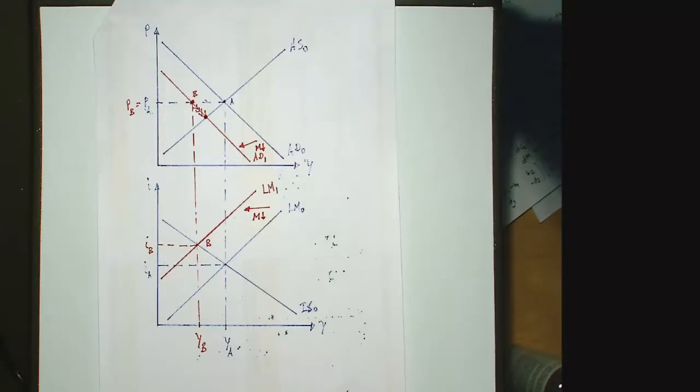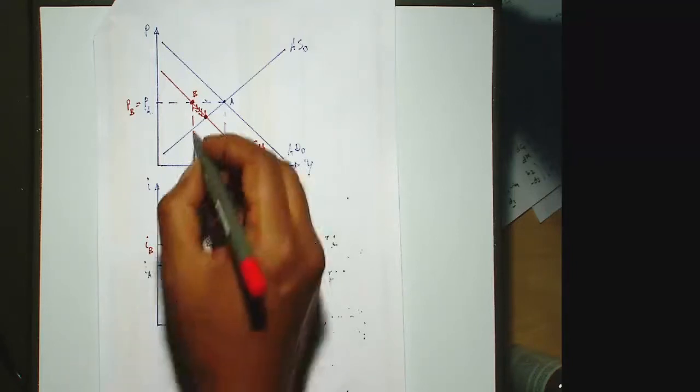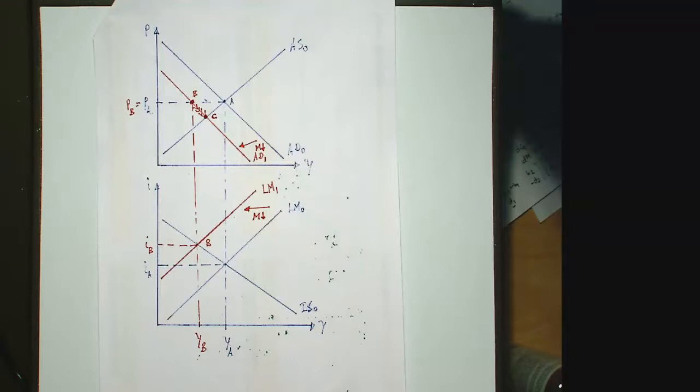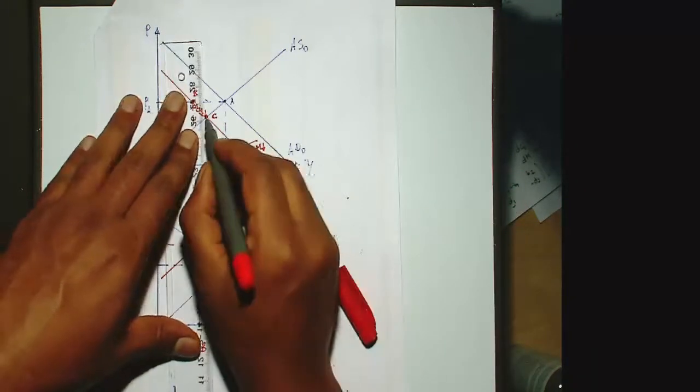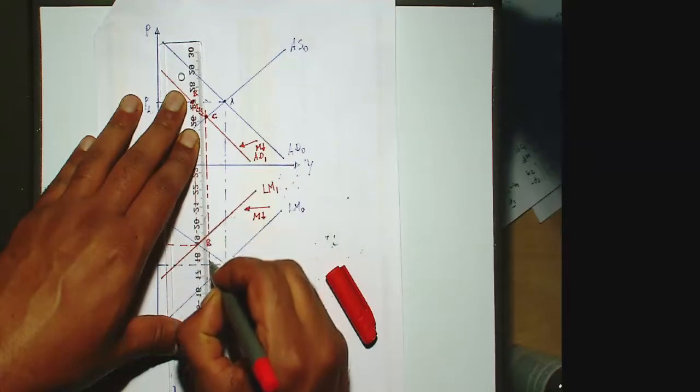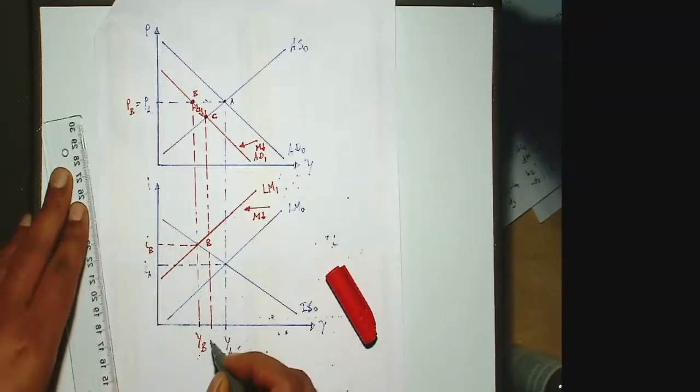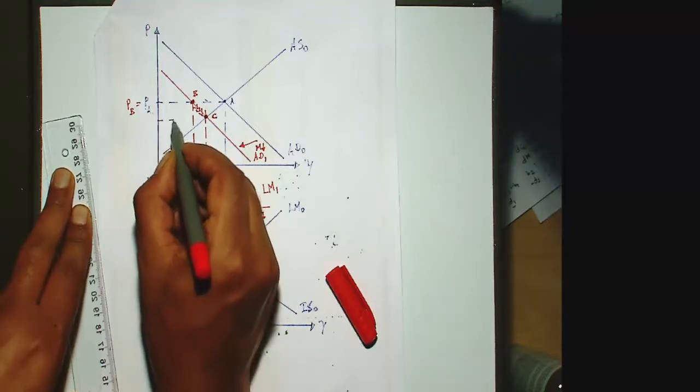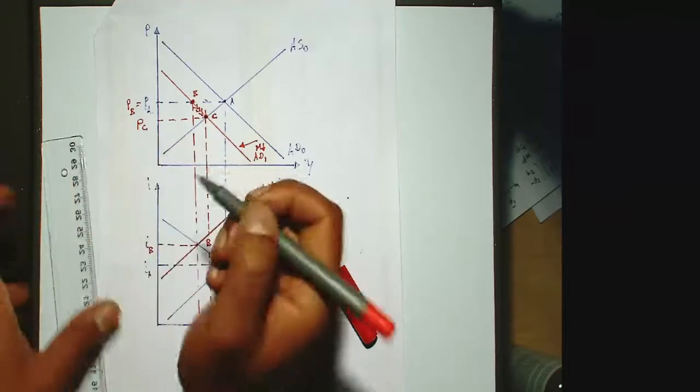So this is why we are reaching a point which is indicated by point C, and this indicates that our aggregate demand actually adjusted and our aggregate supply and aggregate demand are in equilibrium at point C. So at point C, we would have an income level of YC, and we would have a price level of PC.